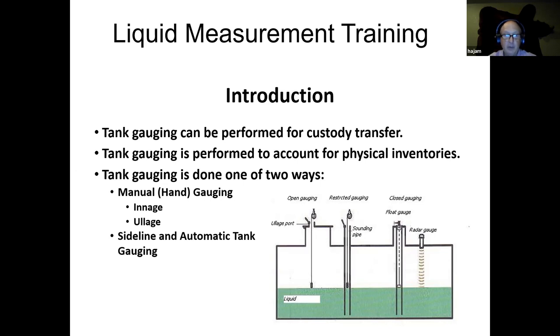Tank gauging is done one of two ways. It's either manual gauging using the innage method or the ullage method, and then by sideline or automatic tank gauging. I want to note here that automatic tank gauging is typically not used in custody transfer. It's usually hand gauged for custody transfer. And so whether you use automatic tank gauging, typically it's stated in the contract. If you go with automatic tank gauging, typically there are much more stringent verification and calibration methodologies applied to the automatic tank gauge.